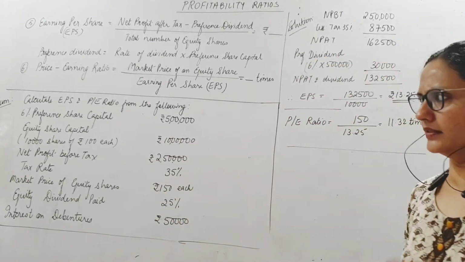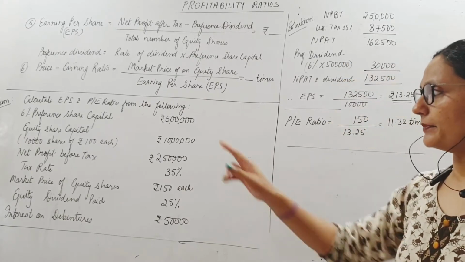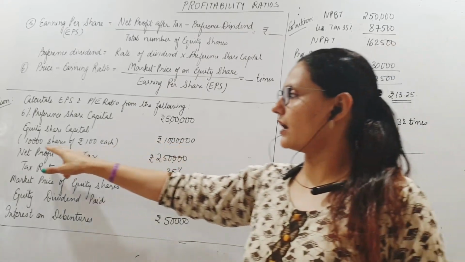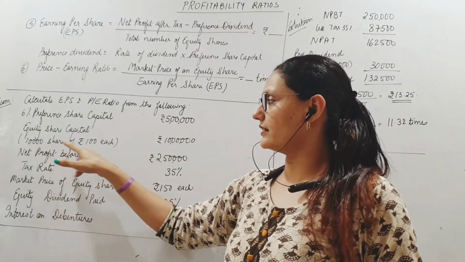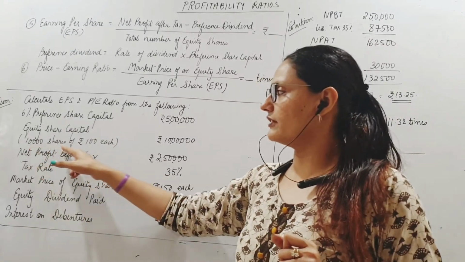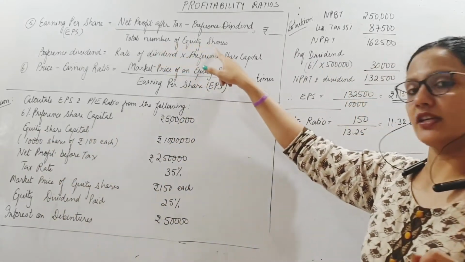6% preference share capital is 5 lakhs. Equity share capital is 10 lakhs. And how? 10,000 equity shares are there of 100 each. Fine. So this itself gives me 10,000 shares, gives me the number of equity shares.